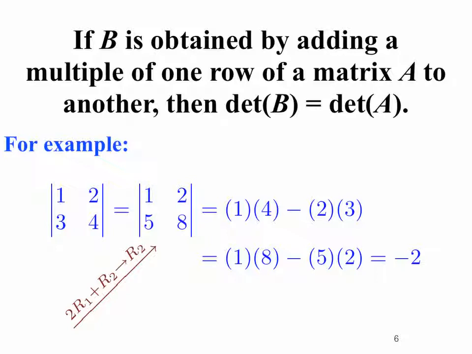So adding a multiple of the first row to the second row had no impact whatsoever on the determinant. That's good to know, because that is probably the most often used elementary row operation when we're doing Gaussian elimination steps or trying to find inverses or other things. And what we see is that multiplying one row by some constant and adding it to another row has no impact on the determinant of the matrix.